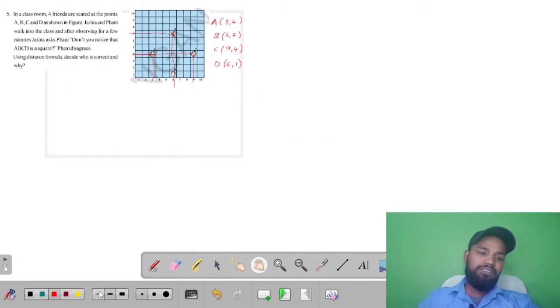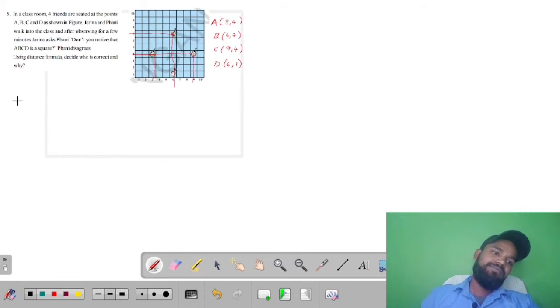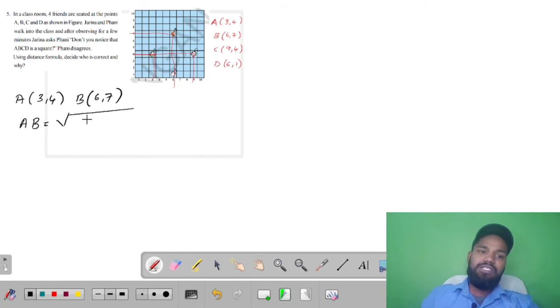So first one, I am going to find the distance between AB. What is point A? A is (3, 4), and what is B here? B is (6, 7). So now finding the distance between AB. What is the distance formula? That is the square root of (x2 minus x1) whole square plus (y2 minus y1) whole square.